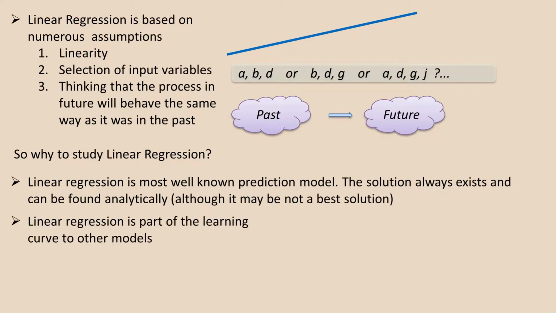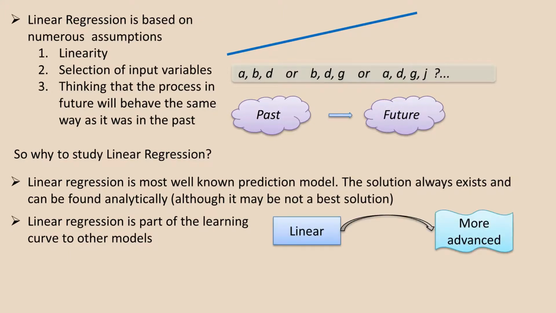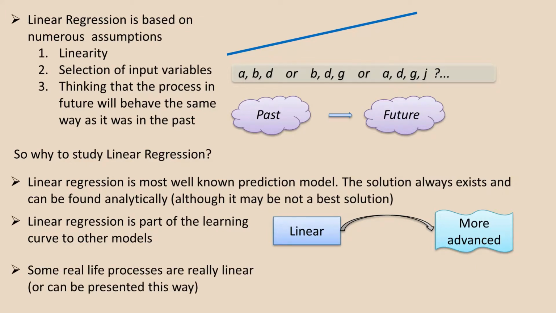The second very important fact is that linear regression is actually part of the learning curve to other prediction models. So once you know linear regression, it will be way easier to learn more complex models. And if you don't know linear regression, it probably would be very difficult to understand more complex models. And this approach is normally used in all studies. Obviously, you cannot study some complex subject before you studied more simple, more straightforward subjects. So linear regression is your path to know all other prediction models and to machine learning in general.